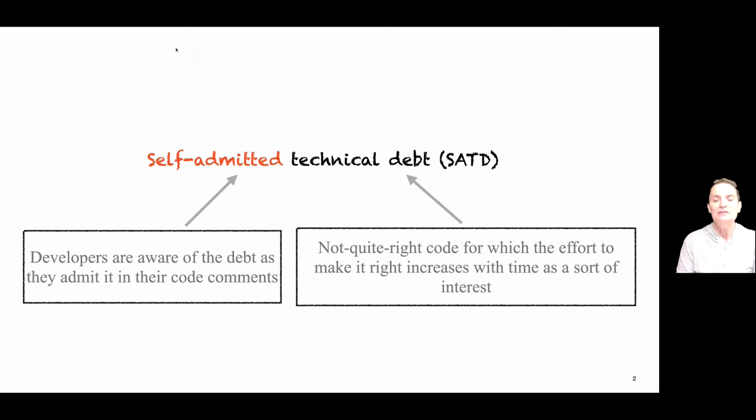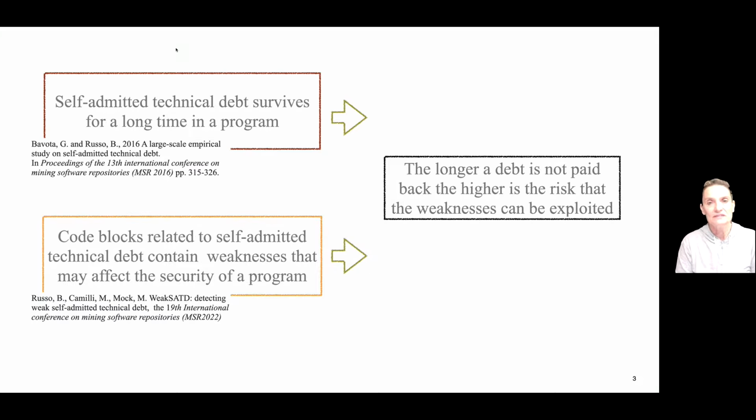So what is self-admitted technical debt? Technical debt is code that is not quite right, for which the effort to make it right increases with time, like a sort of interest. Self-admitted means that developers admit in the comments that the following code is in fact technical debt. In 2016, we found that SAT survives for long in a program.